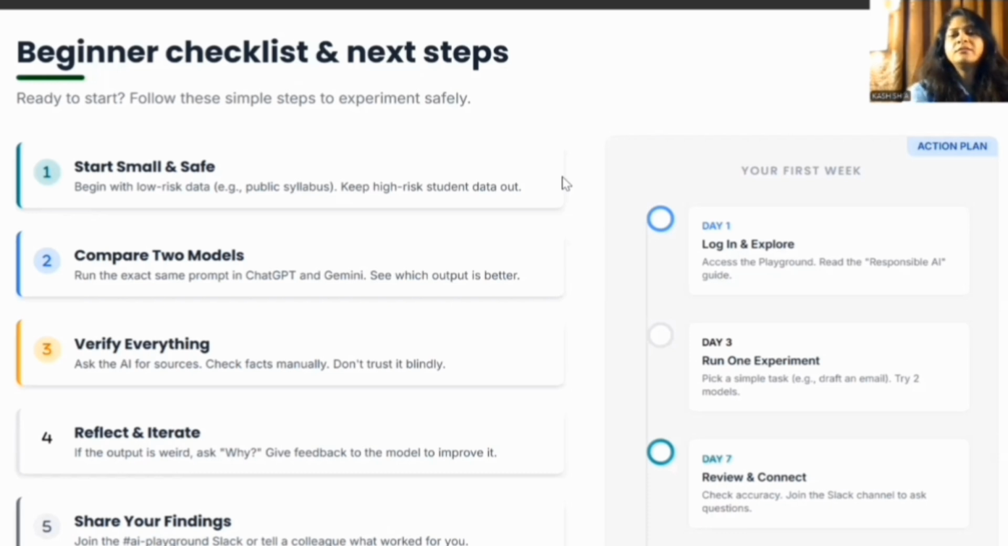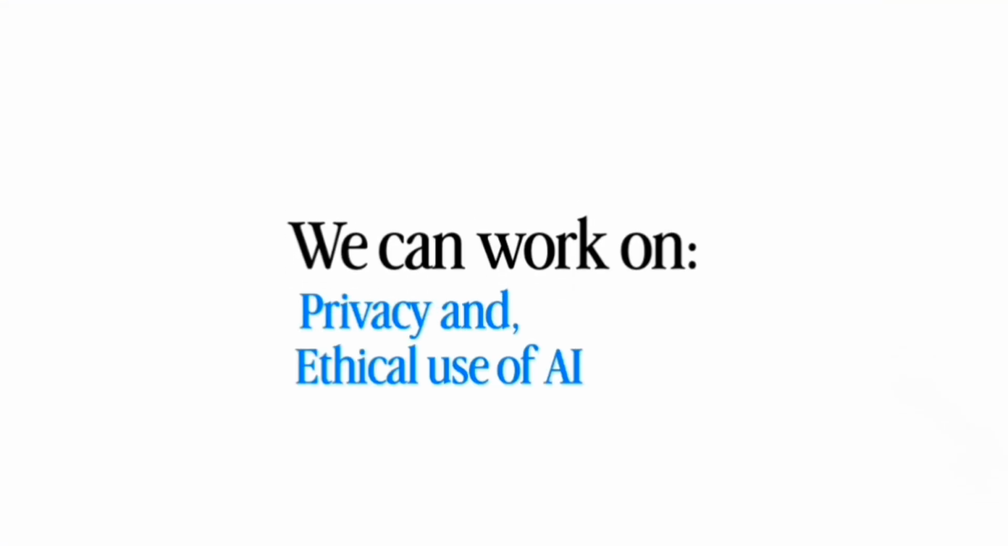Day 1: log in and explore. Assess the playground. Read the responsible AI guide. Then what would be the next step for us? Run one experiment. Try one simple experiment and then review and connect. If you follow these steps, definitely you can use this AI playground properly with 100% usability and you will get the desired outcome. I hope you have understood this AI playground and we can work on the privacy and the ethical use of AI.